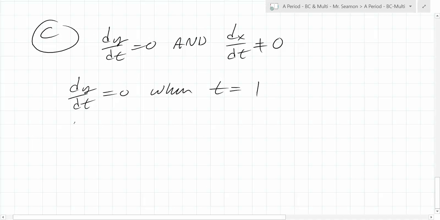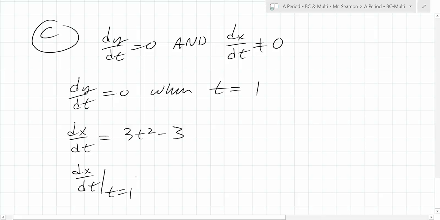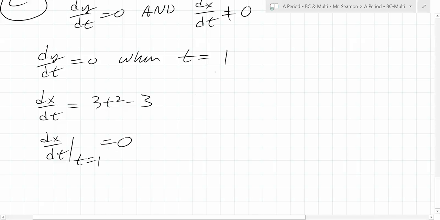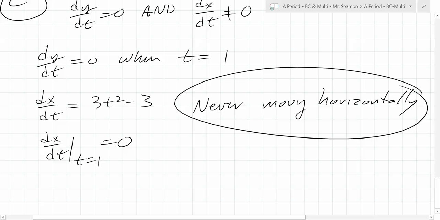We know dx/dt. What is dx/dt? 3t squared minus 3. So what is dx/dt when t is 1? It is equal to 0. So what does that tell you? It is never moving horizontally, because the only time it's not moving up or down is also when it is not moving side to side. It has stopped there.